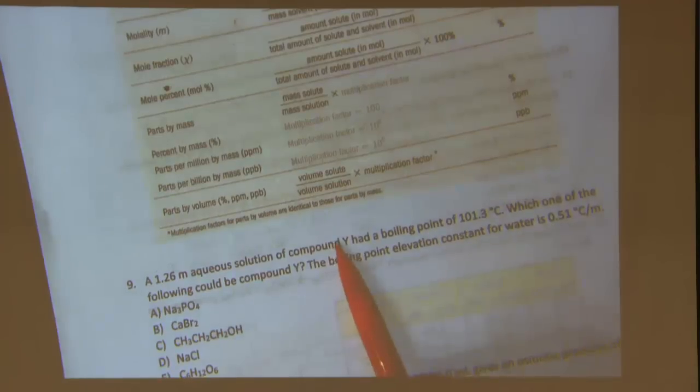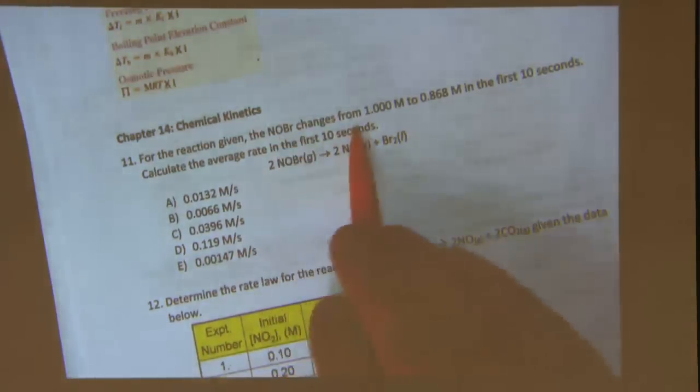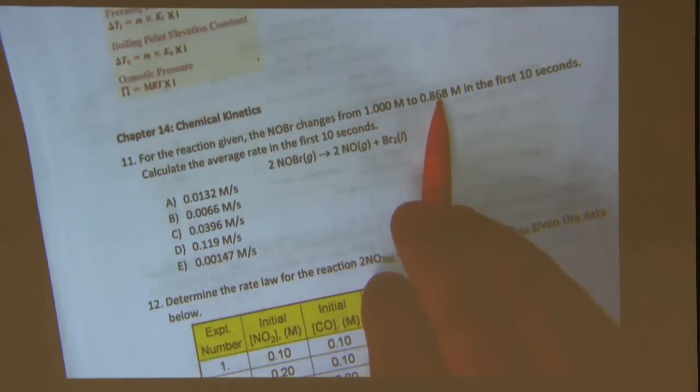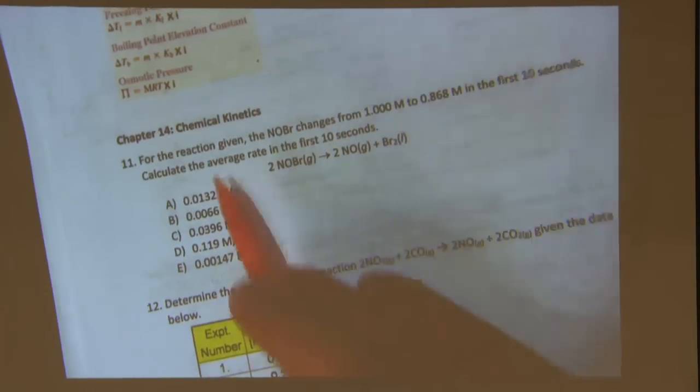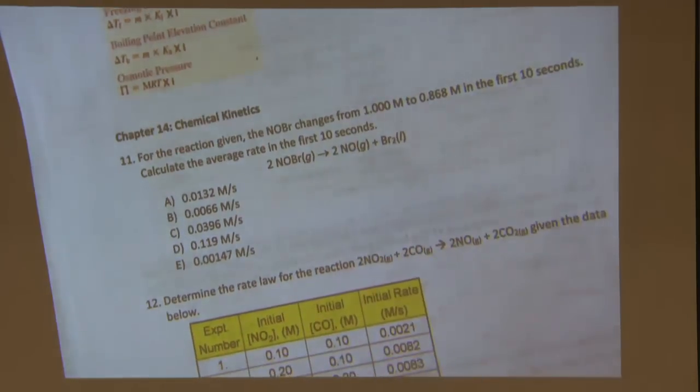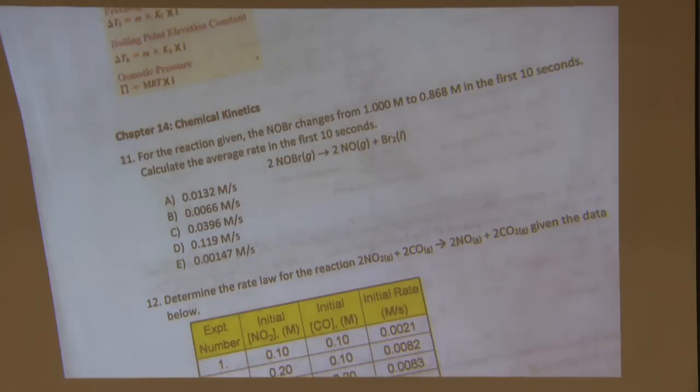Okay, so for this problem, a 1.26 molar aqueous solution of compound Y, oh wait, sorry, we already did that problem. Let me skip forward. Sorry about that, guys. Here it is. Okay. For the reaction given, NOBr changes from 1 molar to 0.868 molar in the first 10 seconds. Calculate the average rate in the first 10 seconds. This can be a tricky question because average rate is something that Hampton might have just breezed over a little bit, and you guys need to make sure to know it for the ACS and really for Hampton's exam.